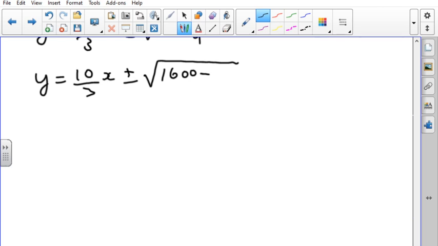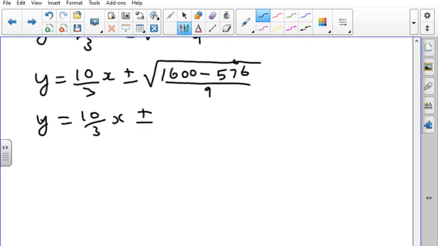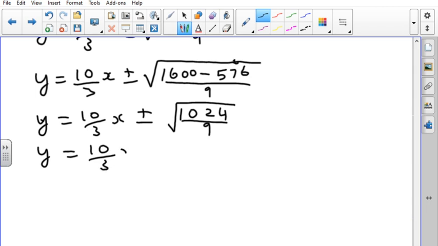1600 minus 9 is the LCM. So, 9 into 64 gives you 576 by 9. So, that is y is equal to 10 by 3x plus or minus, when you subtract you get 1024. So, square root of 1024 by 9. Root 1024 is 32. So, y is equal to 10 by 3x plus or minus 32 by 3.